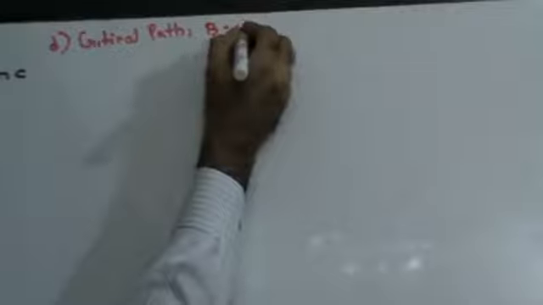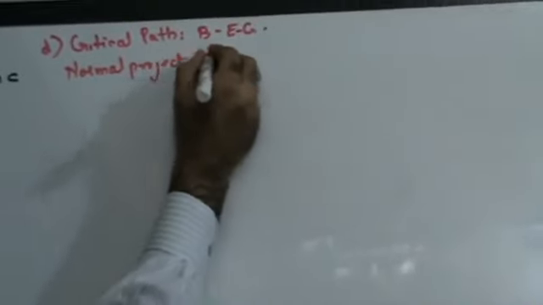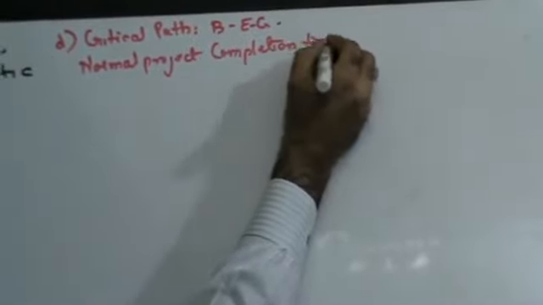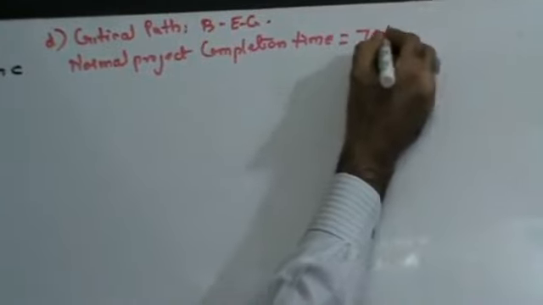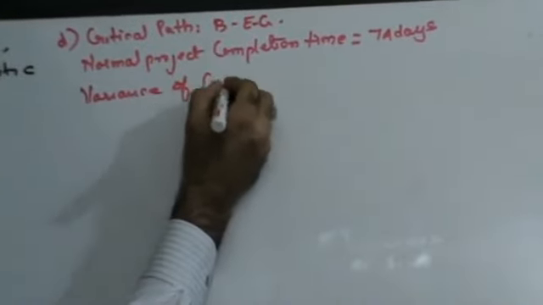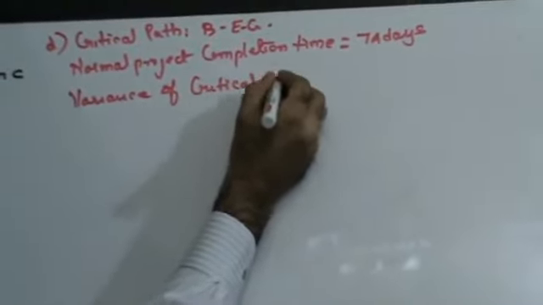Critical path. The path that requires maximum time is the critical path, which is going to be BEG. Normal project completion time is given to you as 74 days. Next, the variance of the critical path.